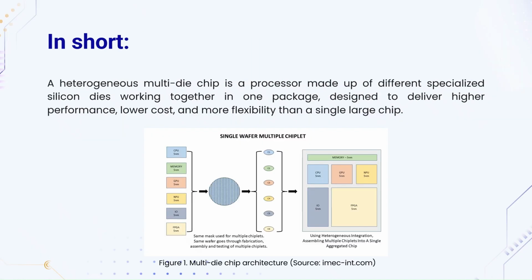To summarize, a heterogeneous multi-die chip is a processor made up of different specialized silicon dies working together in a single package. The goal is to deliver higher performance, lower cost, and more flexibility than a single large chip.